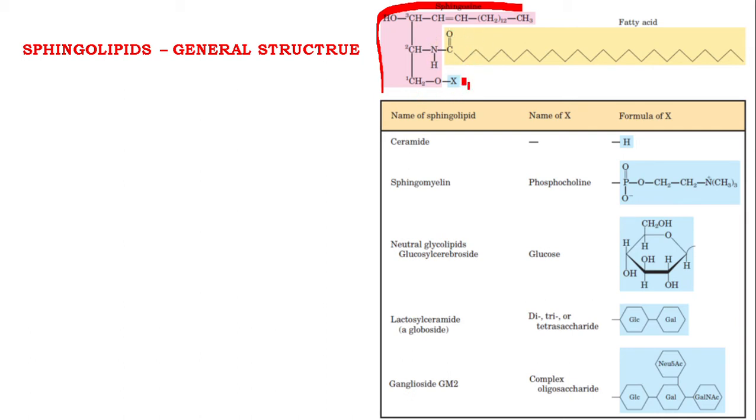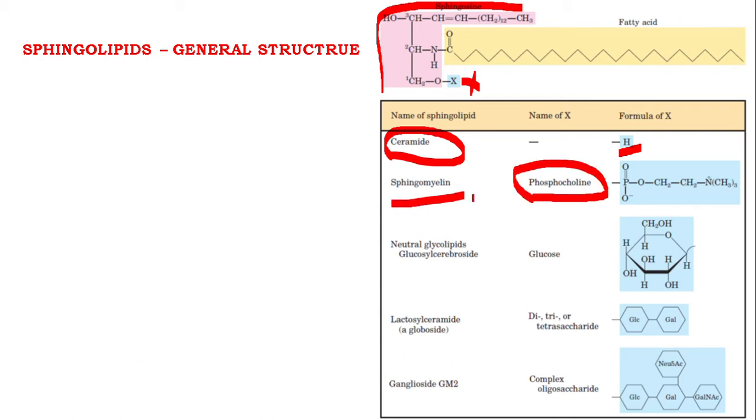This X is a variable group. What is that variable group? Accordingly, different sphingolipids are there. When X is merely a hydrogen atom, we call it a ceramide, basically present in all sphingolipids. And when the X is a phosphocholine, we call it sphingomyelin.